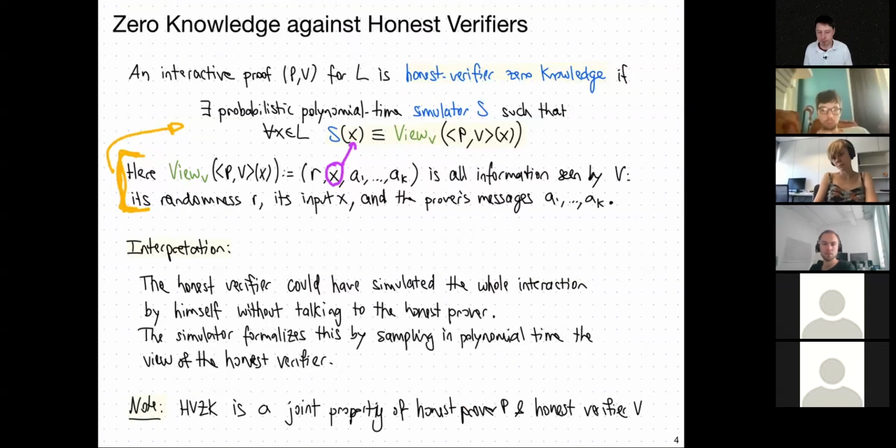All right, so it's a pretty simple definition. We are about to prove that the previous protocol satisfies this definition. Are there any questions about the definition itself?